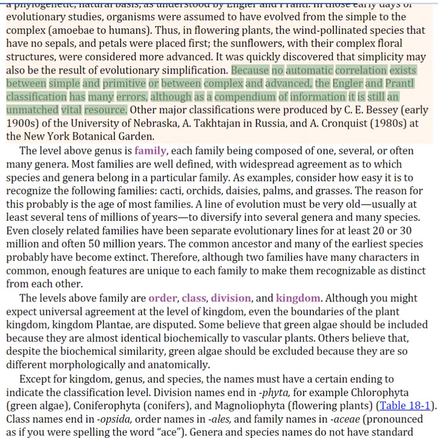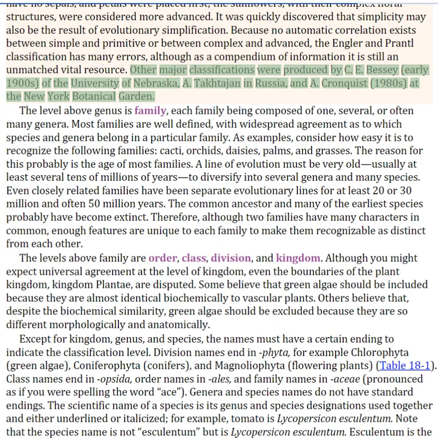Because no automatic correlation exists between simple and primitive or between complex and advanced, the Engler and Prantl classification has many errors, although as a compendium of information it is still an unmatched vital resource. Other major classifications were produced by C. E. Bessey of the University of Nebraska, A. Takhtajan in Russia, and A. Cronquist at the New York Botanical Garden.